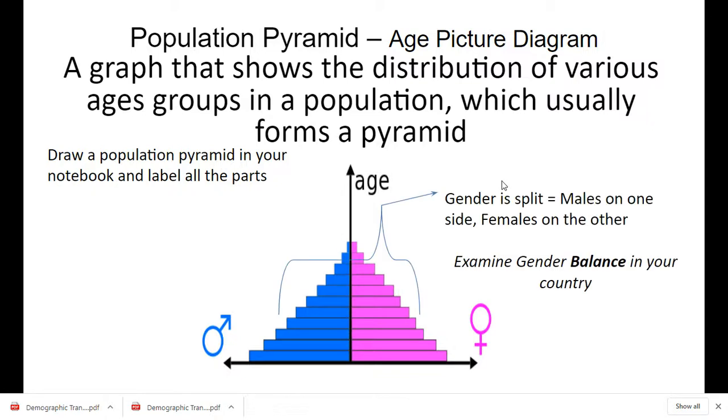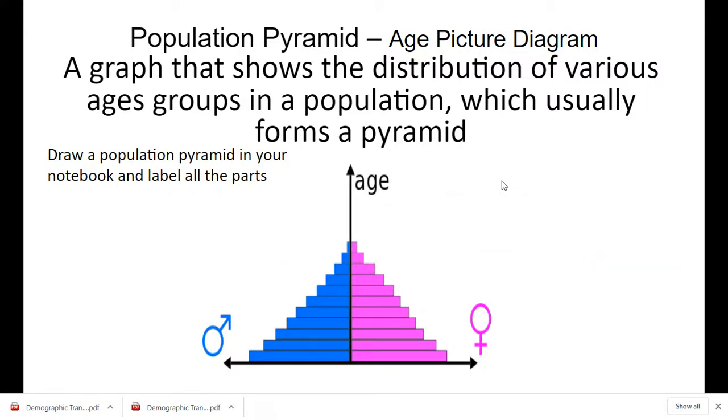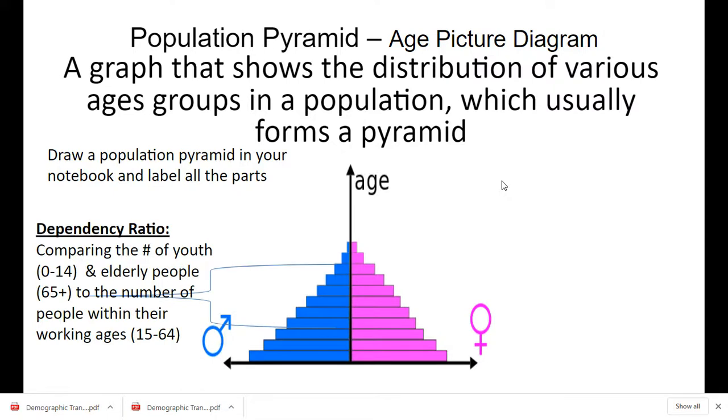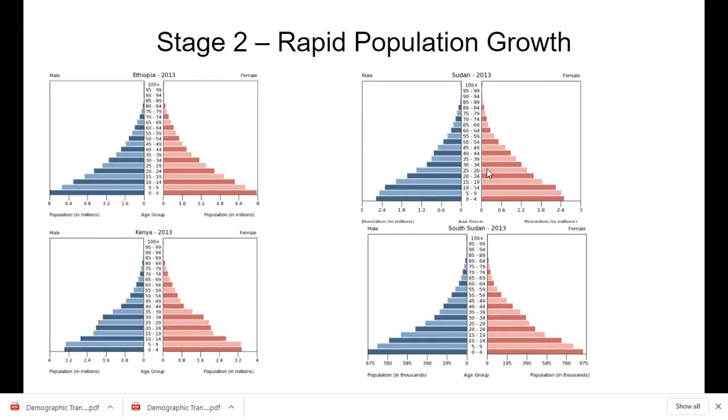Okay, so population pyramids. We are going to be doing an assignment around your UN country with population pyramids, and you're going to try and find population pyramids for a generation ago, now, and in the future. So let's look at what some different population pyramids look like, just to wrap your head around this.